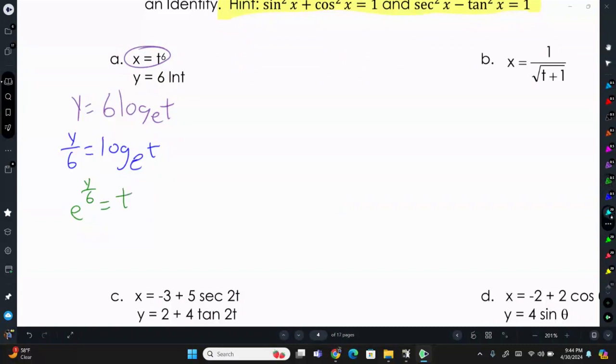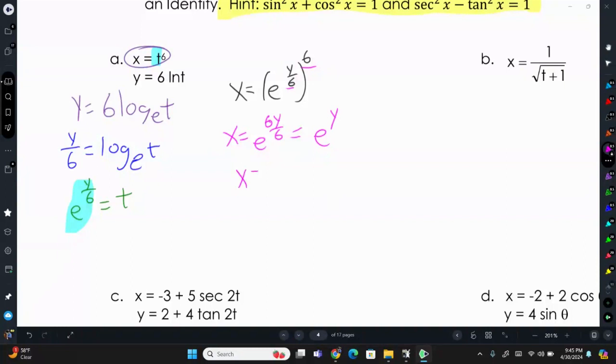So now I'm going to take that and substitute it for t in the x equation. So x is equal to e to the y over 6 power raised to the 6th power. Well, remember, we have a power raised to a power, so we can multiply them. So e to the 6y over 6, which is going to be e to the y power. So then that would be our final answer when we eliminate the parameter: x equals e to the y power.